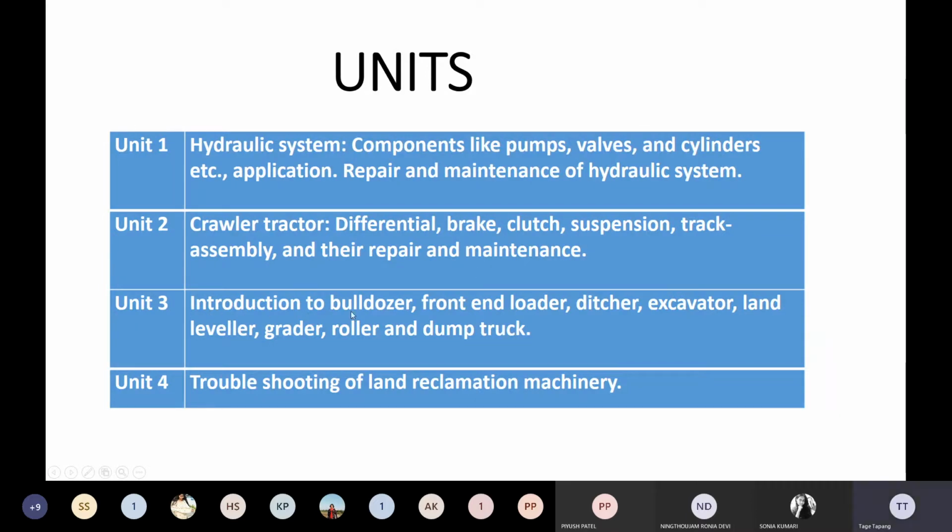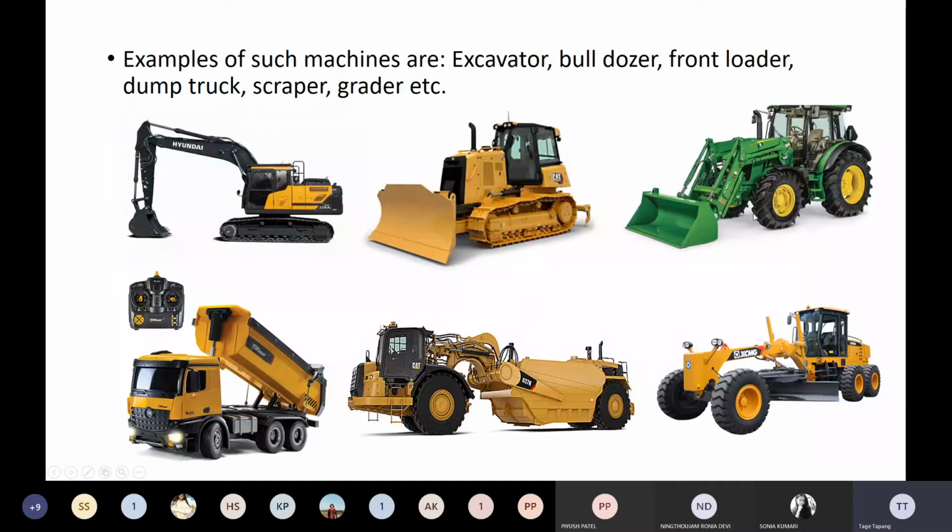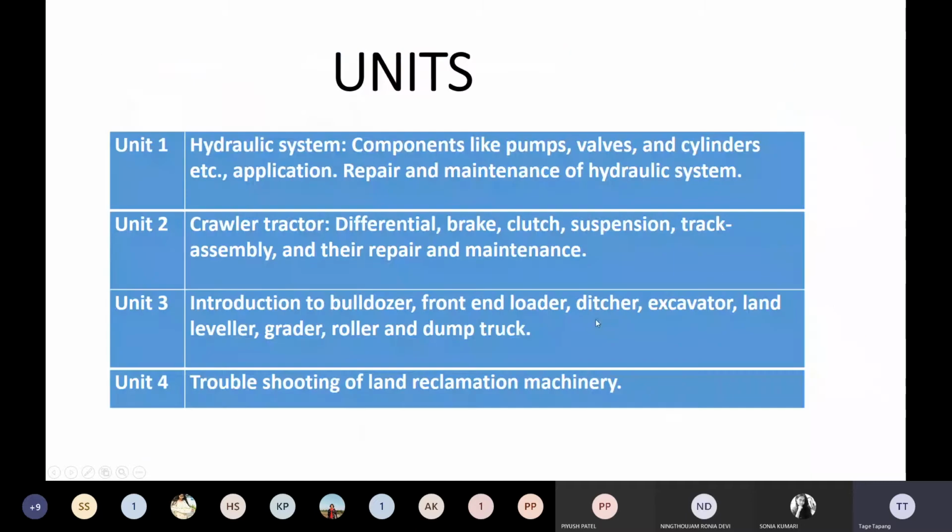Third is introduction to bulldozer, front end loader, ditcher, excavator, land leveler, grader, roller, and dump truck. So bulldozer you have seen here. This is your bulldozer. Front end loader. This is your front end loader.